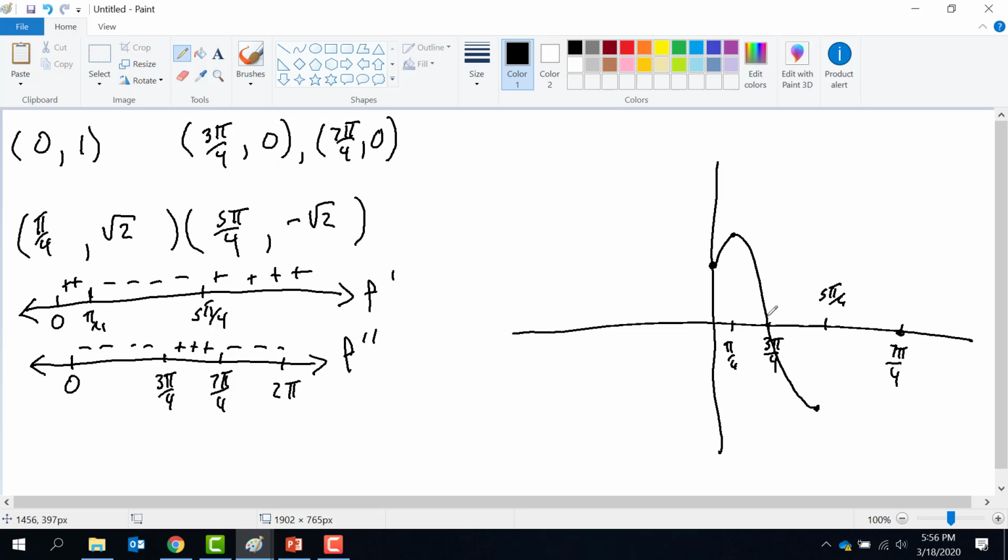There we go. And then once we get past 5 pi over 4, we start increasing, and we're still concave up until we get to 7 pi over 4. We continue that until we get to 2 pi. And at 2 pi, we're going to be right back where we started. At 2 pi, we're going to be back at 1. And so then we're increasing and concave down. If you just continue that curve, that's what the curve will look like.